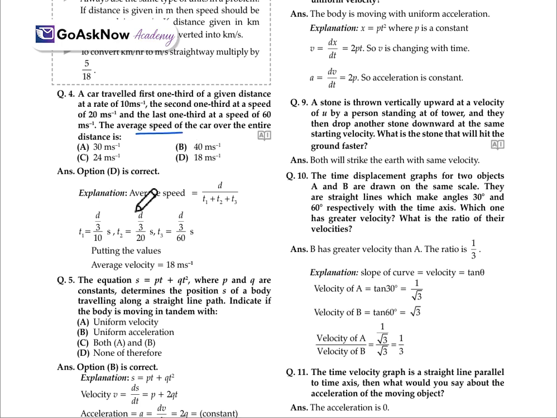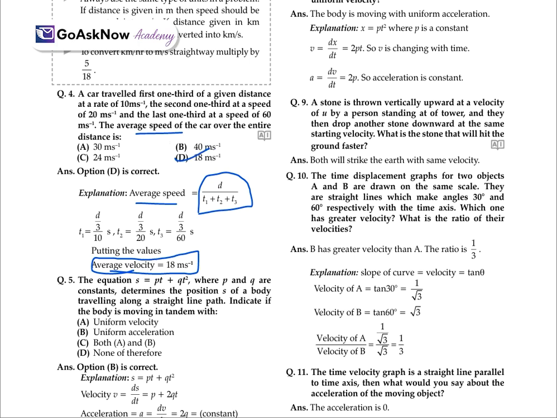So average speed, how do we calculate? The distance, and then T1, T2 and T3. T1 will be equal to (d/3) upon 10. T2 will be equal to (d/3) upon 20. We already have these, and then (d/3) upon 60. When we put all the values in this particular formula, we'll get the average speed, average velocity. It will be 18 meter per second. Means option D will be the correct one.